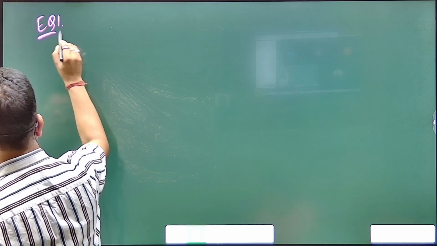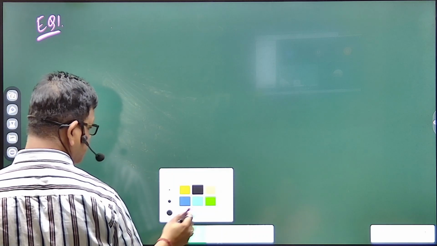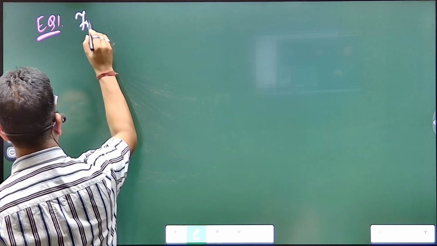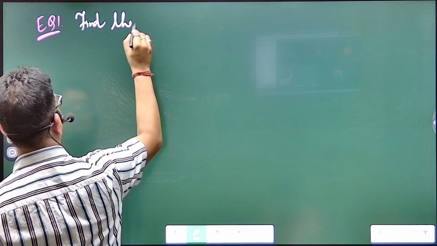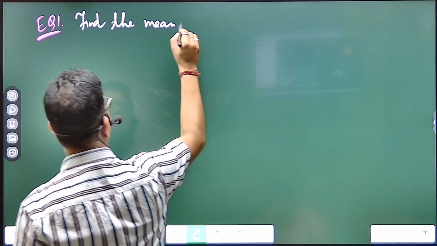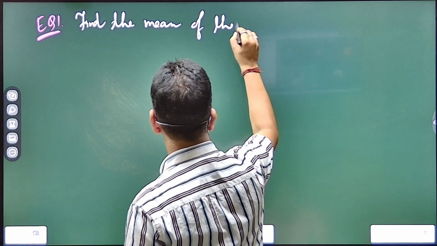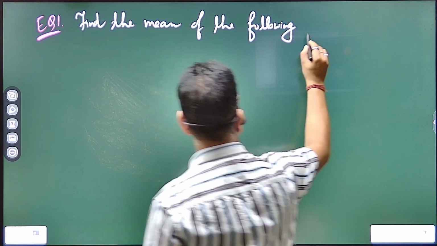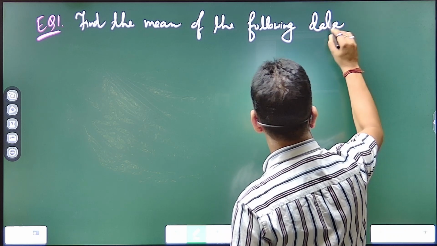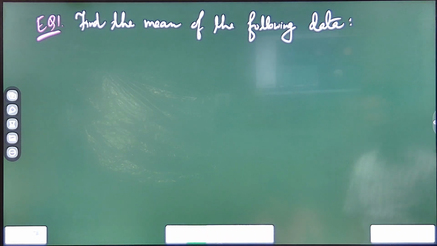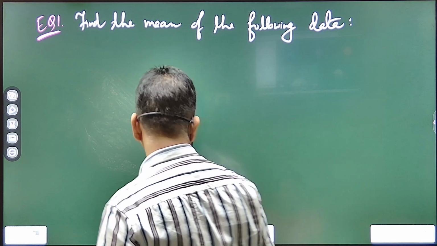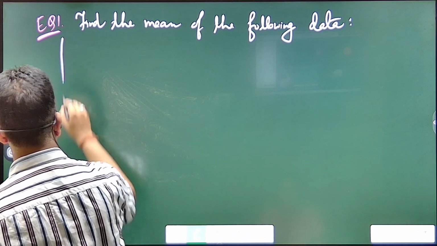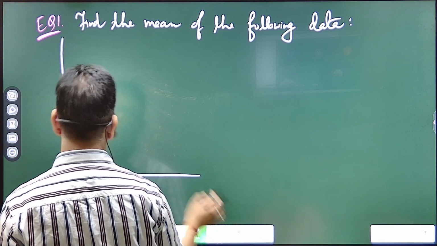So extra question 1, find the mean of the following data. My aim is to explain only the method, so you learn the methods in these three different examples. Find the mean of the following data. So you are going to find the mean for group data. Okay, so you can draw this table.